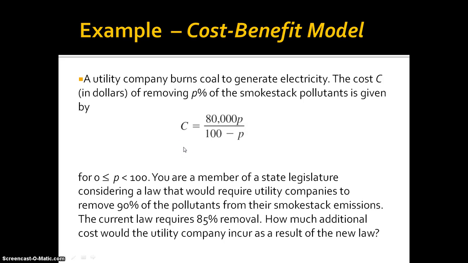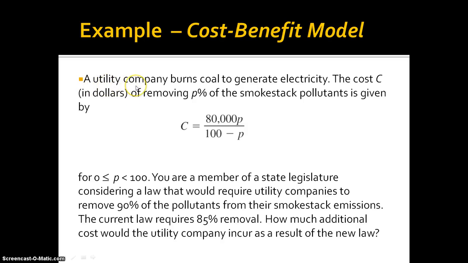All right, let's look at some rational functions and what we might use them for in applications. So this is an introduction to what we'll call rational functions, and I'll define that in a minute. But let's look at this function here, capital C. C is the ratio of 80,000 times P over the difference 100 minus P.